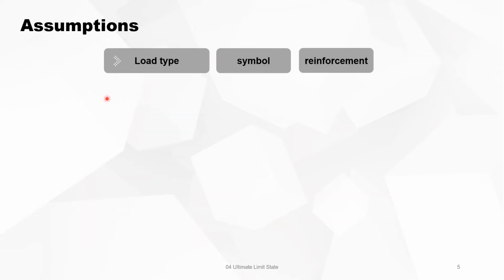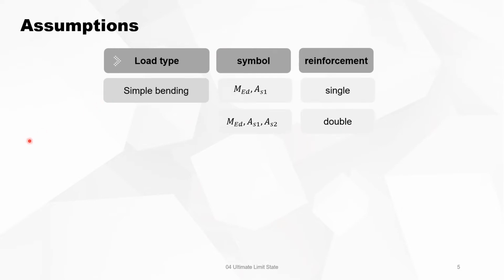Now let's see the different load types. If you have simple bending, then you have MED, the bending moment, and the reinforcement in the tension zone. So this is single reinforcement, simple bending. Then only MED and AS1 is coming forward. If we talk about double reinforced simple bending, then you have MED and you have, of course, reinforcement in the tension zone and the reinforcement in the least tension zone.